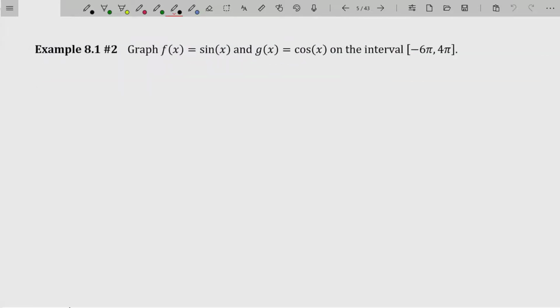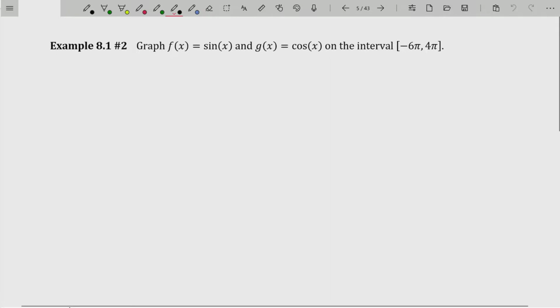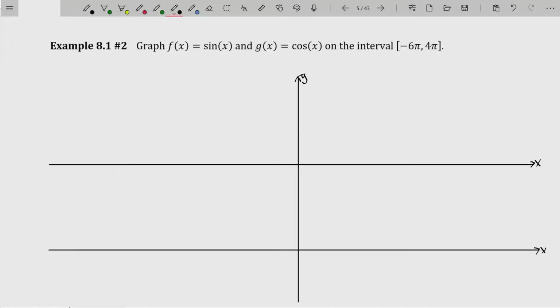So let's do the following by hand. Let's graph both the sine and the cosine on the interval -6 pi to +4 pi. The way we're going to do this is we're going to graph basically from 0 to 2 pi first, and then copy and paste that interval. I just start this process. I create a double set of axes here, one for the sine and one for the cosine. It's just a little bit easier for me.